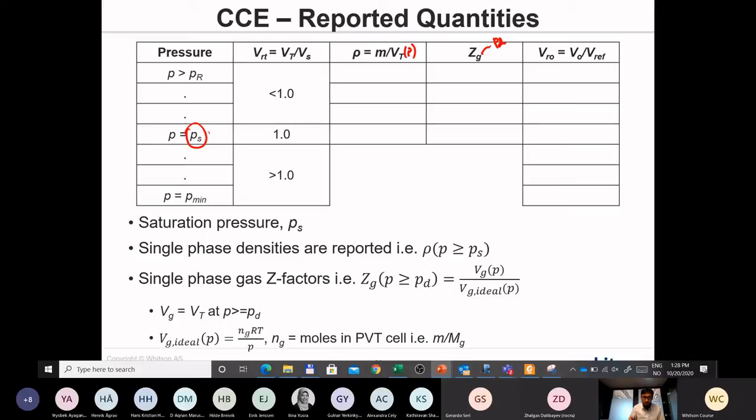So the single phase gas Z factor, by definition, is the real gas volume at the given pressure divided by the ideal gas volume. The real gas volume is the same as the total volume at all pressures higher than the dew point. And the ideal gas volume is simply from the equation PV equals nRT, where we know the moles of gas in the PVT cell, and we know the pressure, and you just calculate the volume.